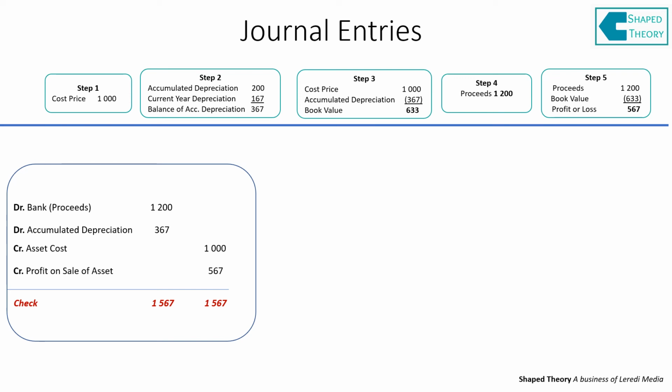You will see that we did not consider step 3 in looking at these journal entries. This is because step 3 has only helped us to calculate the profit in step 5. We therefore don't need a journal for it. Step 3 is also indirectly taken into account because if you take the credit of step 1, which is the cost price of 1,000, and less the debit of step 2, which is the accumulated depreciation of 367, you come to the step 3 amount of 633. Thus, we don't have to take it into account in these journals.